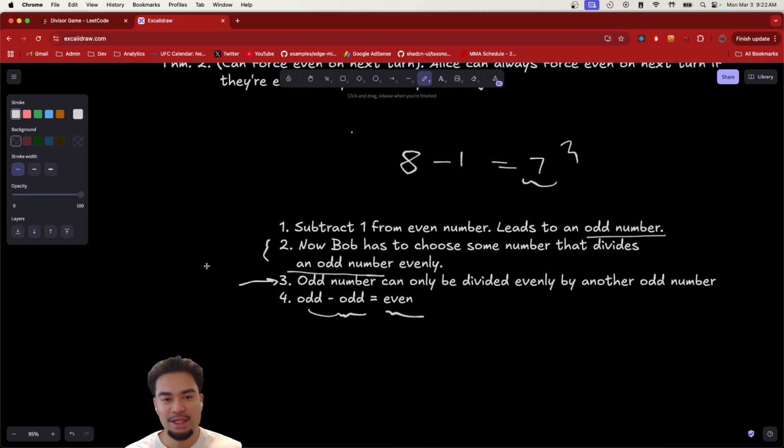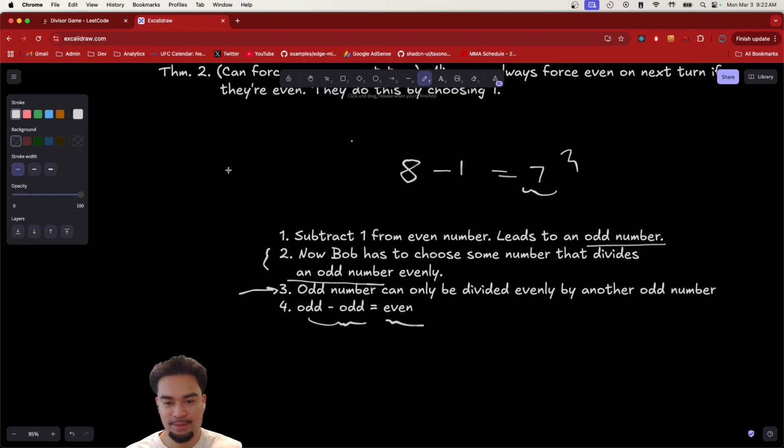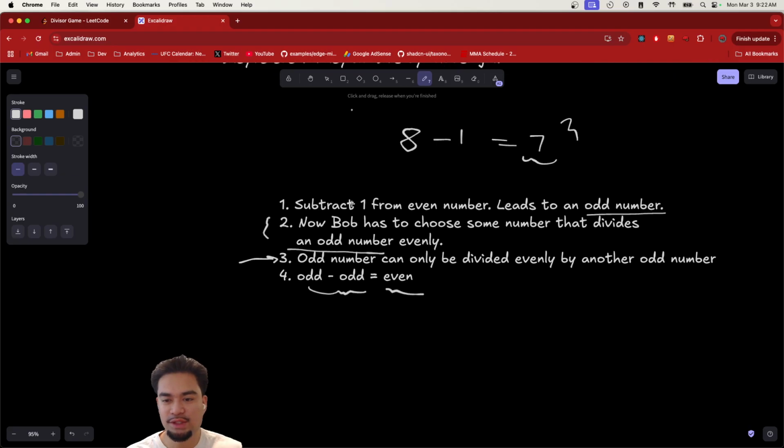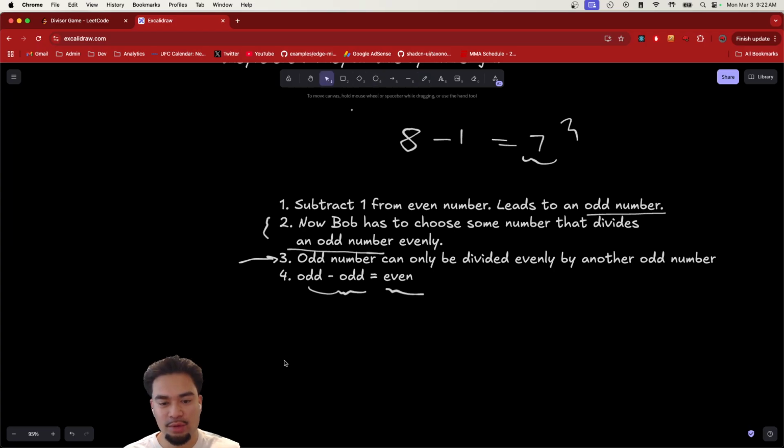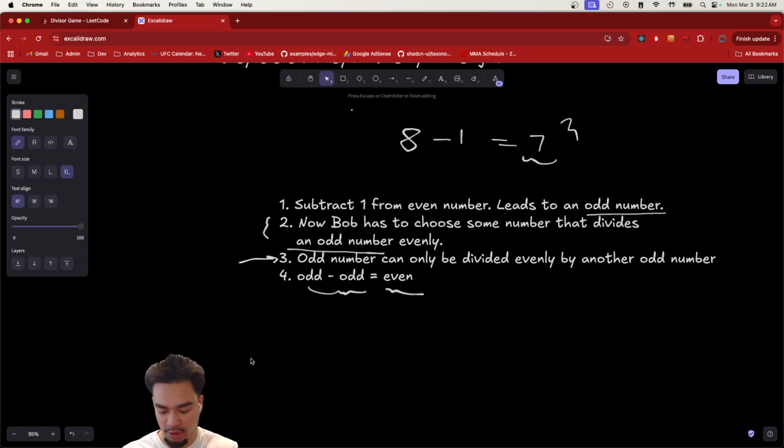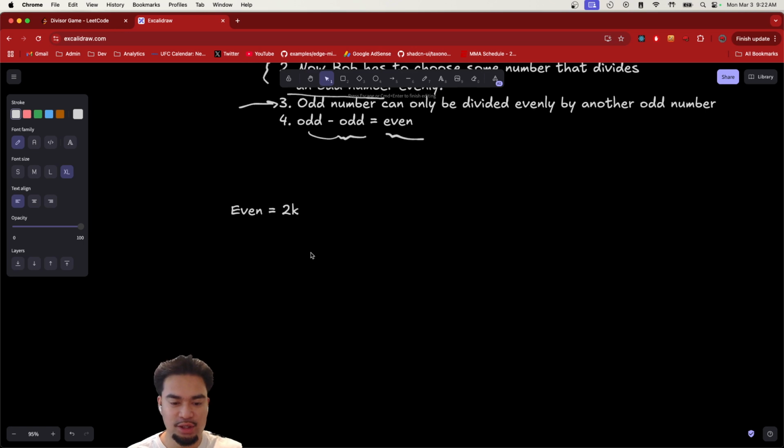I hope that all makes sense. This is discrete mathematics, so let's prove this. Let's prove that any odd number... well, you can already prove that if you subtract 1 from an even number, you get an odd number. What does it mean for a number to be odd? For a number to be even, that means it is divisible by 2. So an even number could be represented as 2 times k.